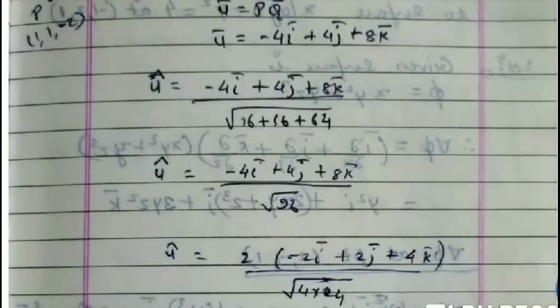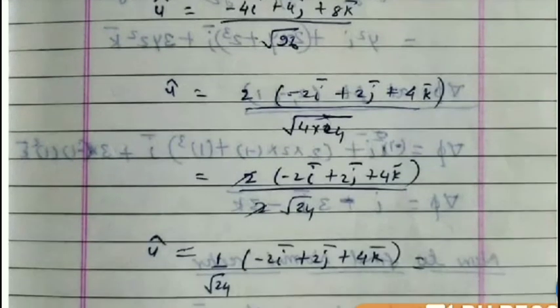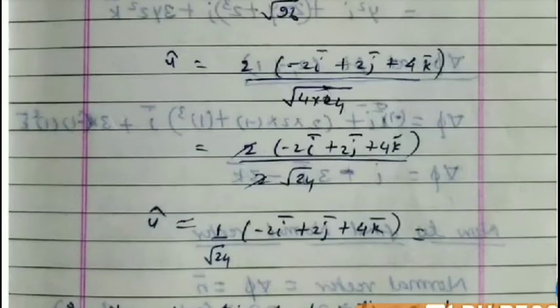Then calculate u cap. U cap is minus 4i plus 4j plus 8k upon under root 16 plus 16 plus 64. Simplify it, and the value of u cap is 1 by root 24 into minus 2i plus 2j plus 4k.